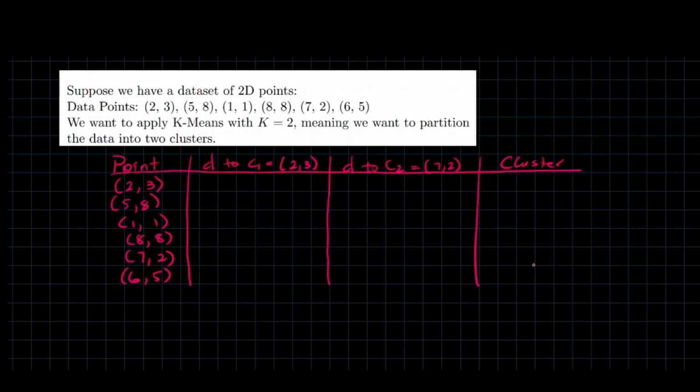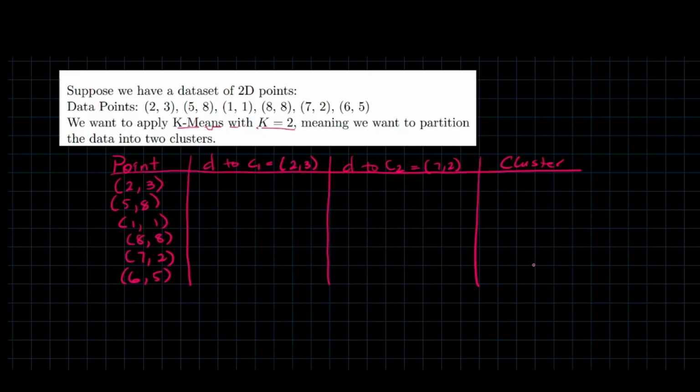We are given a data set and we want to apply k-means with k equals 2. K equals 2 basically just means that we're going to have two clusters. That's simply what it means. We want to partition the data into two clusters. Exactly. So first I wrote in my data points.